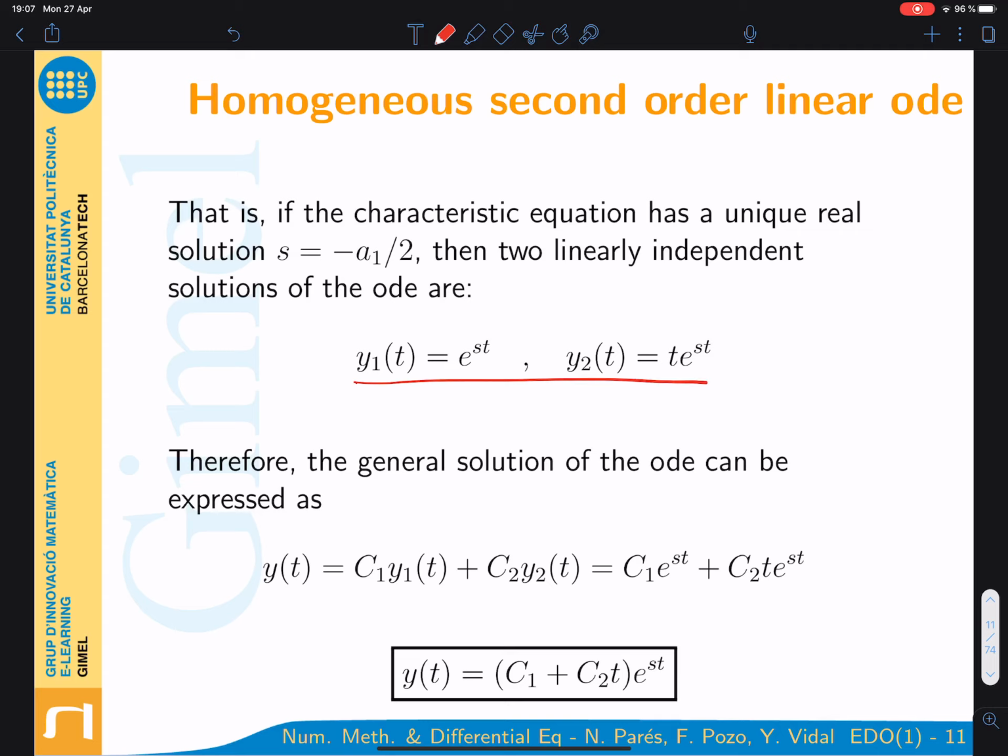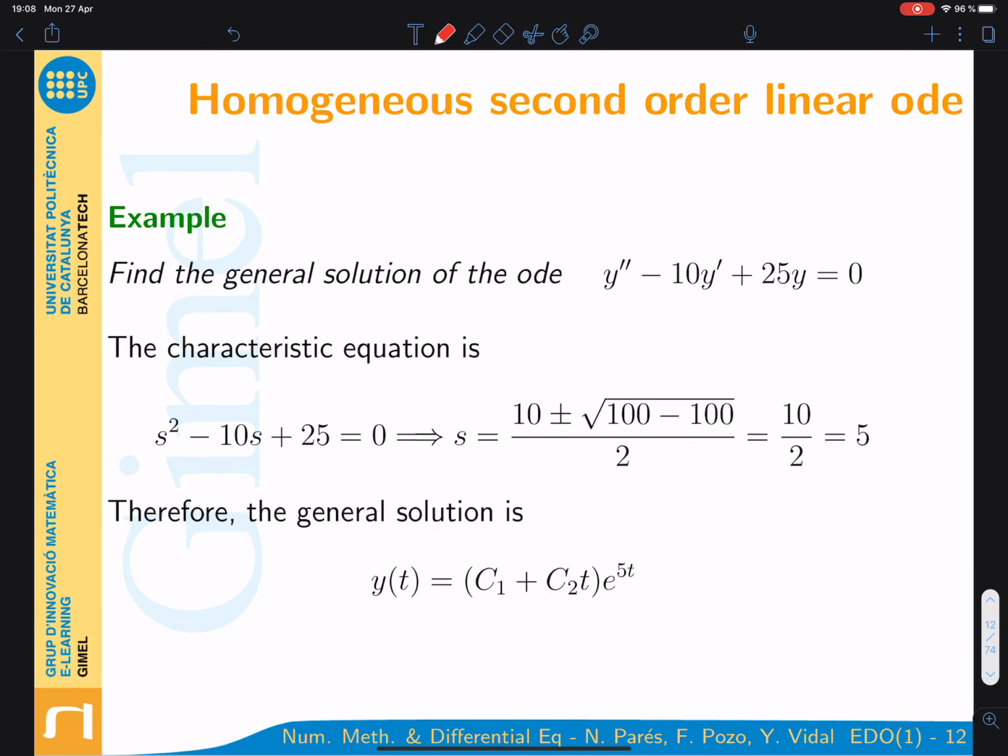We have two linearly independent particular solutions. The first one is just the exponential. The second one is t times the exponential. I will use always the same value of s, okay? The only difference is that t multiplying here. And the general solution of the ODE is just the linear combination of these two solutions. So this is case 2.